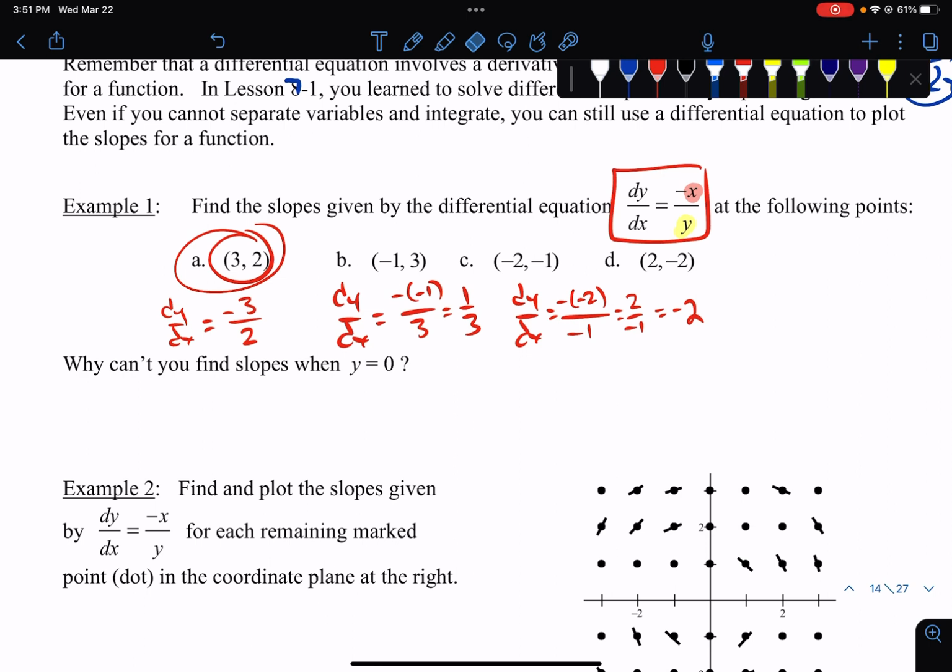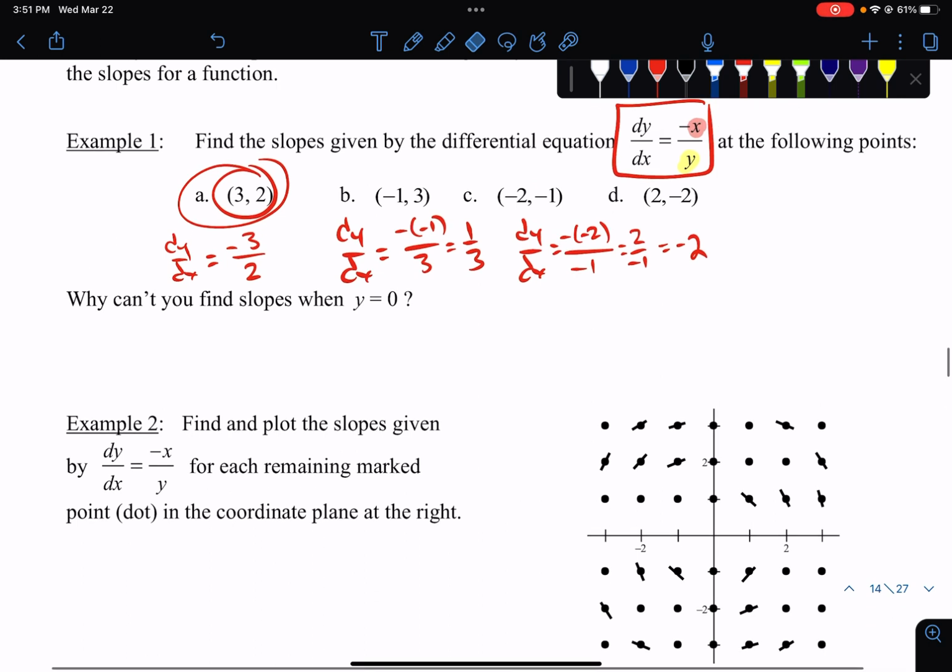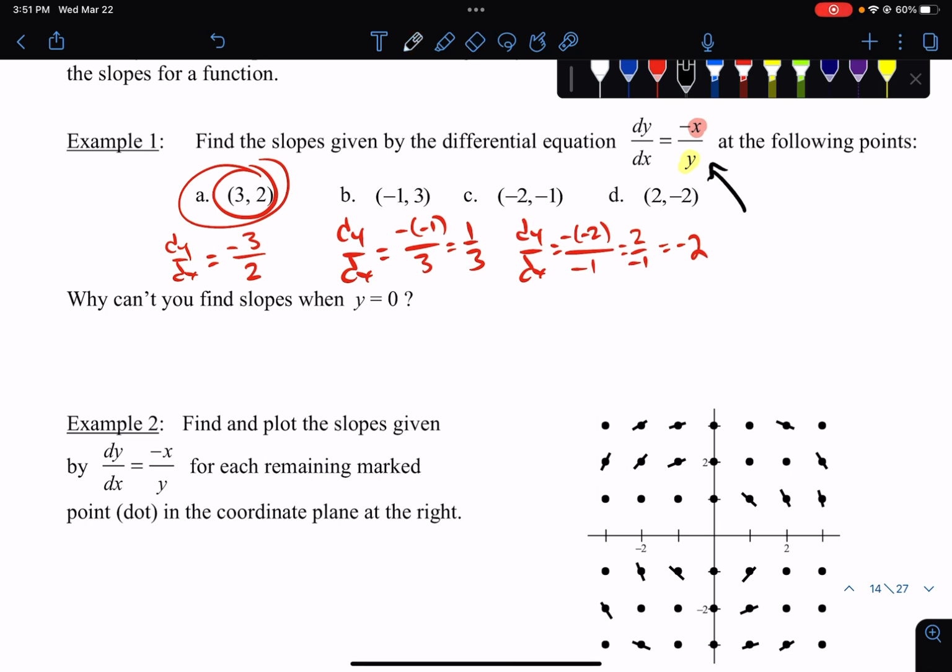So what we do is we use the derivative function to estimate what the graph is going to look like by plotting these little slopes and marking what that would look like on the graph. In this equation, we can't find the slopes when y equals 0 because y is on the bottom and we can't divide by 0. So unfortunately, we have no idea what the slope is doing at that point just because we're not allowed to do that. There is something happening there. We just don't know what. We can't mark that on our graph.